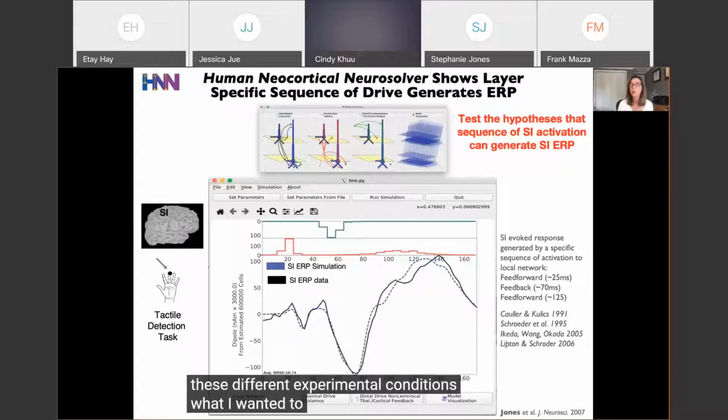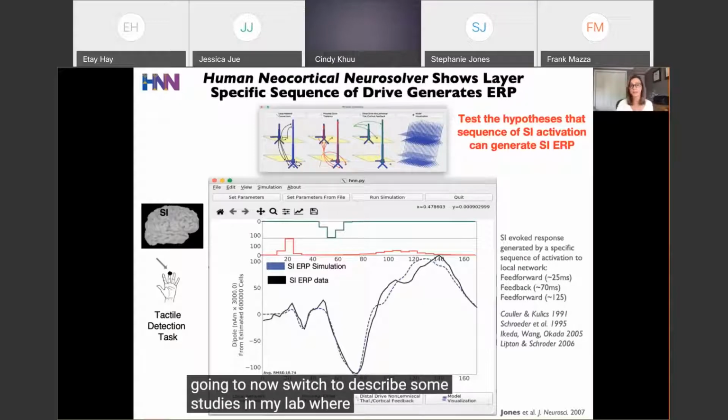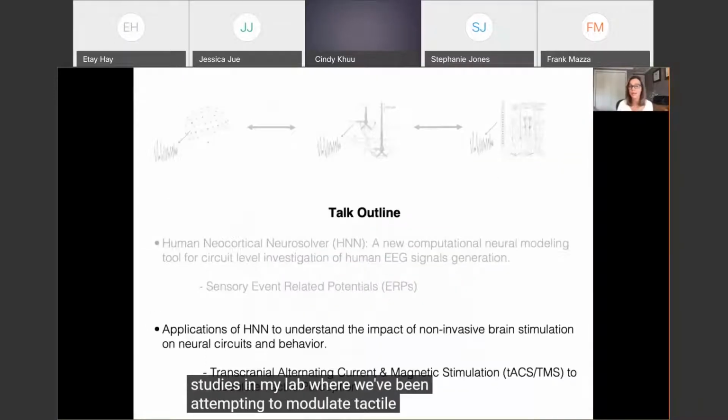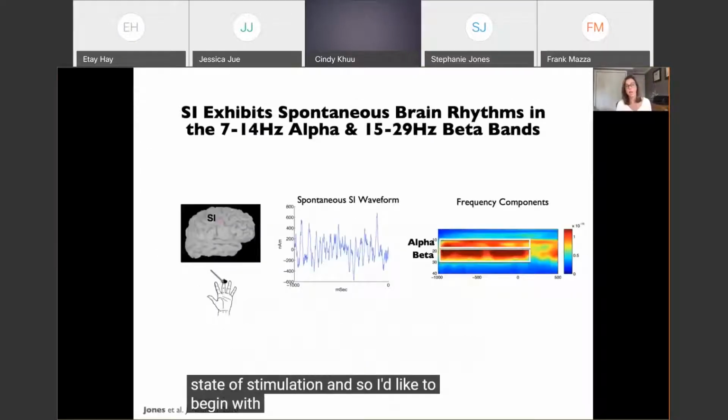What I want to describe to you next is how we've used this modeling framework to understand differences in the evoked response that occur from non-invasive brain stimulation. And so to do that, I'm going to now switch to describe some studies in my lab where we've been attempting to modulate tactile perception with non-invasive brain stimulation. And so I'd like to begin with some background motivation for our non-invasive brain stimulation experiments.